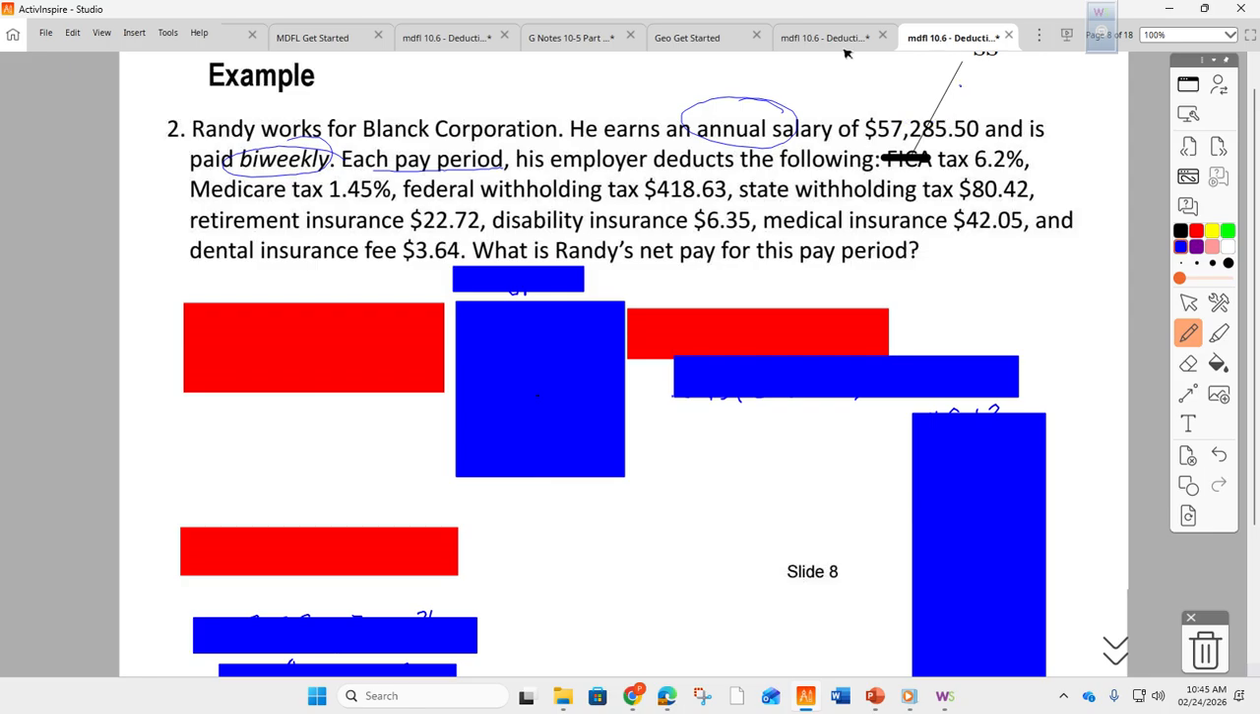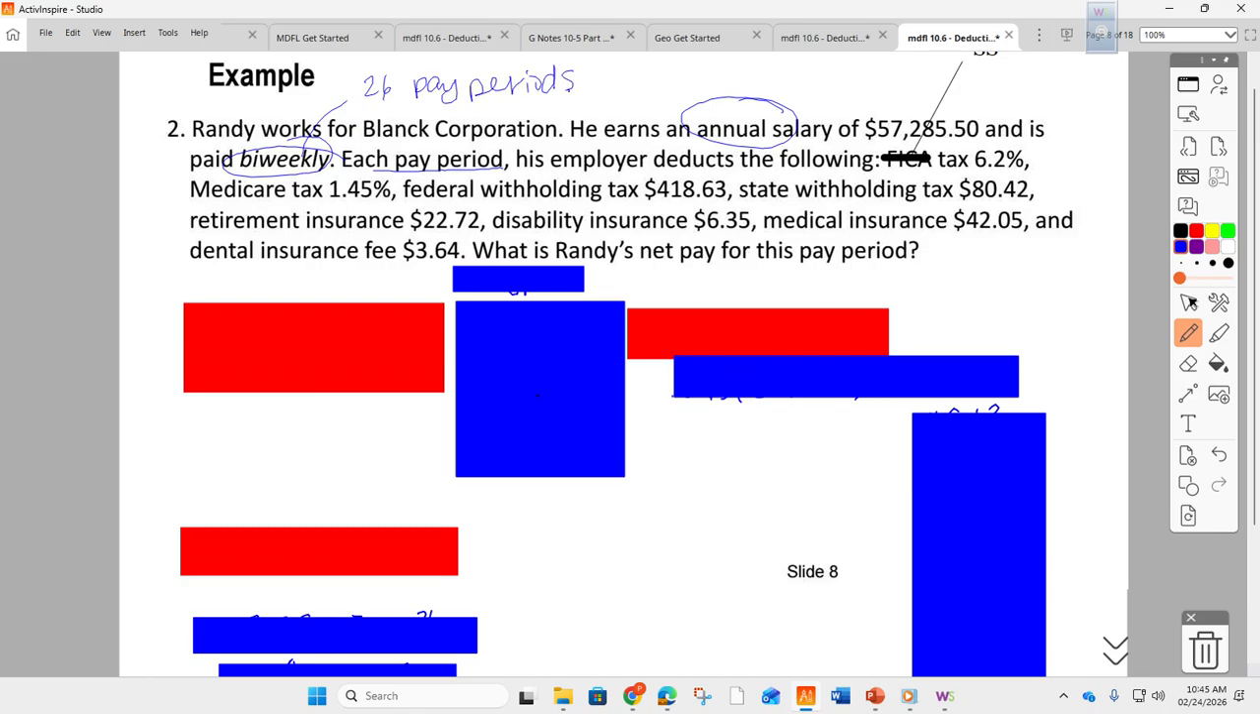But we have just his annual salary. So we need to convert his annual salary to the amount he makes biweekly, if that's the pay period, okay? How many times a year does he get paid if he gets paid biweekly? How many weeks are there in a year? 52, right? So if he gets paid every 2 weeks, there's 26 pay periods in a year. So we have to know that.